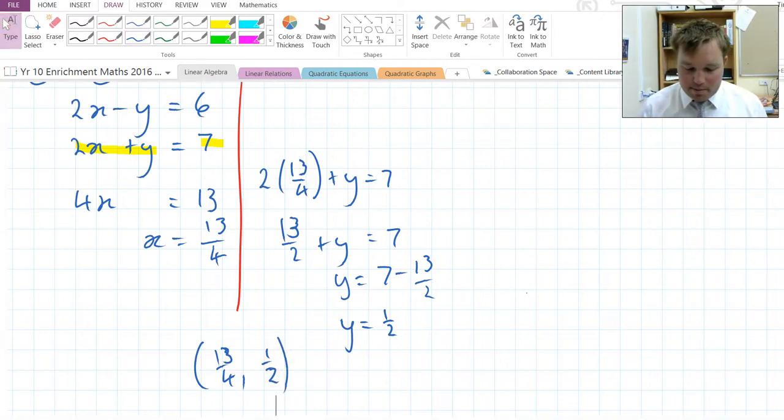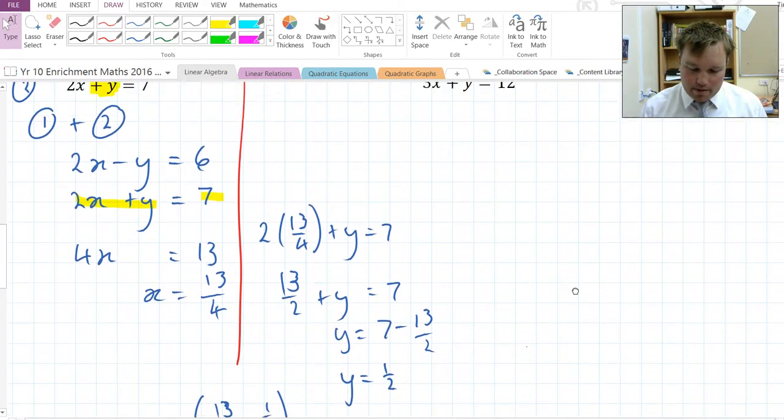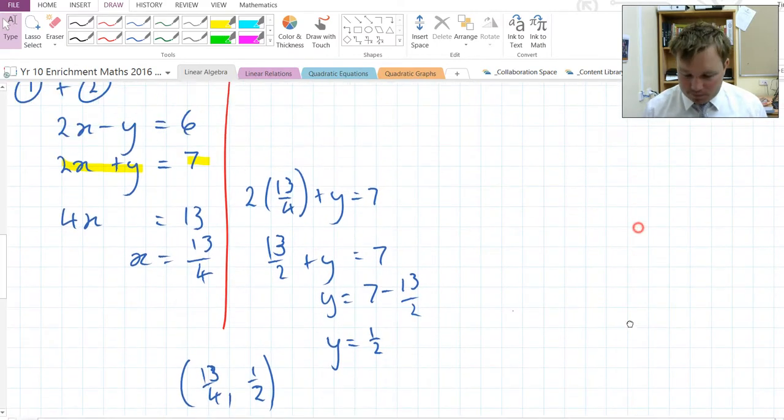Alright, so going through the steps. Look at the equations, work out how you might get rid of a variable or eliminate, add or subtract accordingly, work out to the point.